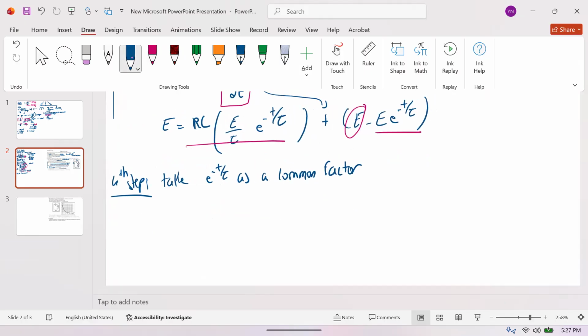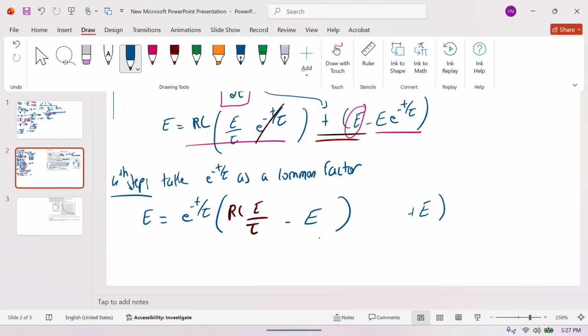Now I will rewrite everything and I will take the exponential as a common factor. What do I have? So the first term, it has the exponential, we remove it. We still have RC E over tau. We're done with the first. The second, plus E, it doesn't have any exponential, so we will keep it outside the parentheses. And the last term, it has minus E. Sorry, I put a parenthesis.